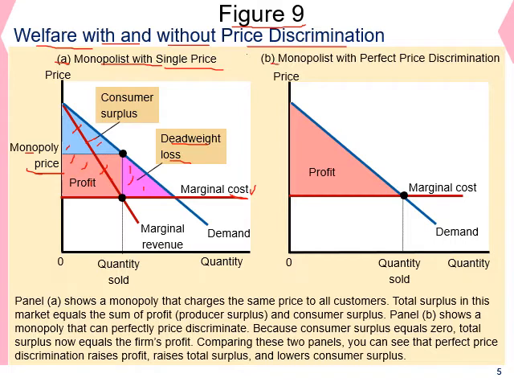Panel B shows a monopoly with perfect price discrimination. The price charged by the monopoly is exactly equal to the marginal cost, so all the triangle here represents the monopoly profit. Consumer surplus will be zero, and producer surplus will be all the profit to the monopoly. So there is no deadweight loss. Because consumer surplus equals zero, total surplus now equals the firm's profit. Comparing these two panels, we can see that perfect price discrimination raises profit, raises total surplus, and lowers consumer surplus.